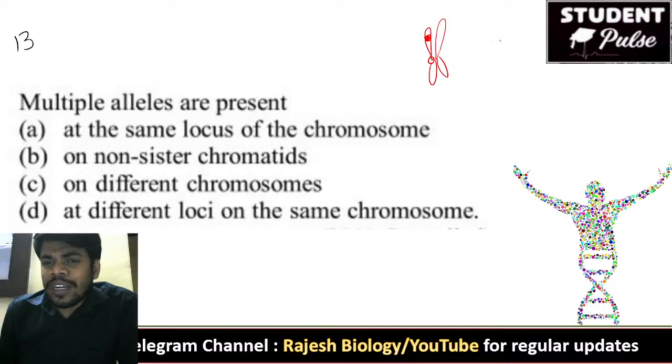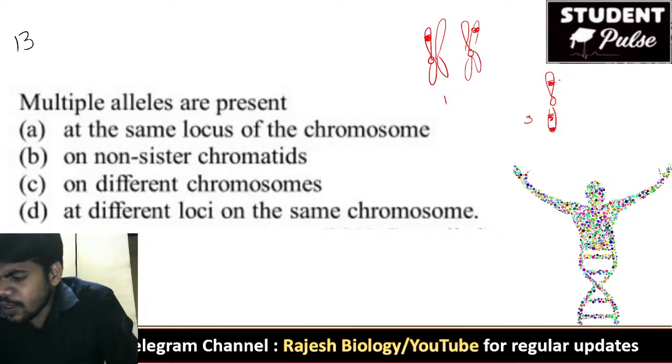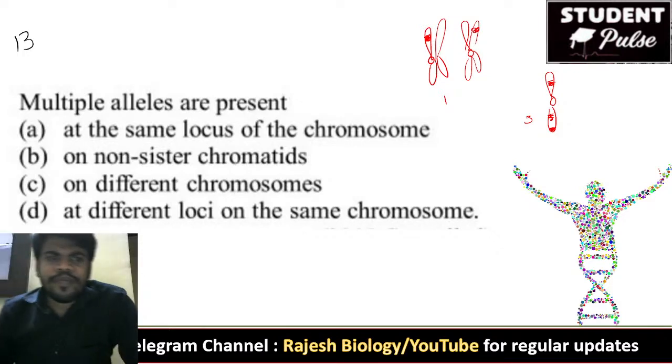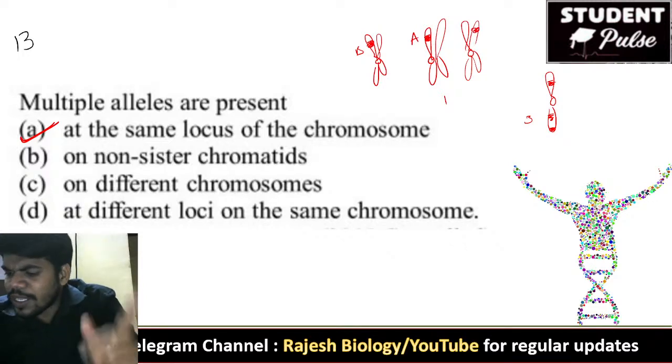Or on non-sister chromatids. Non-sister chromatids means, if these are sister chromatids, like this and like this. On different chromosomes means chromosome number 1 and chromosome number 3. At different loci on the same chromosome means if A is present here, B is present here, C is present here, like that. So the right answer is A: at the same locus of the chromosome, multiple alleles are present, like this, A and B. Looking on to Jesus and Sahina, third, perfect.